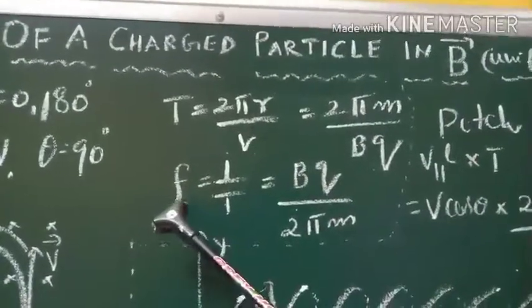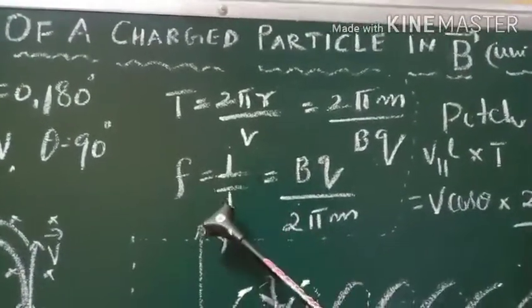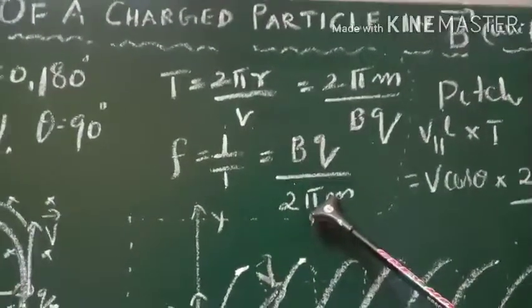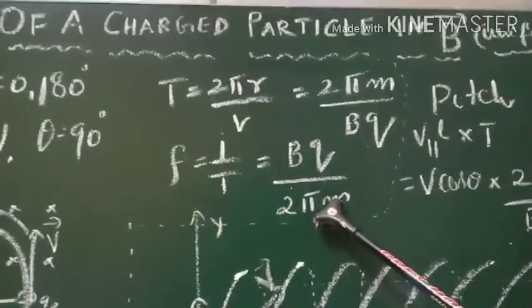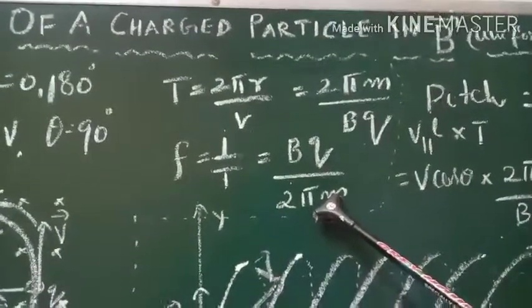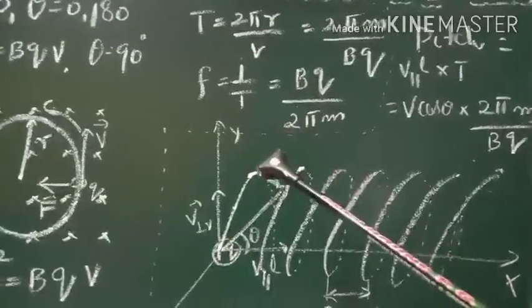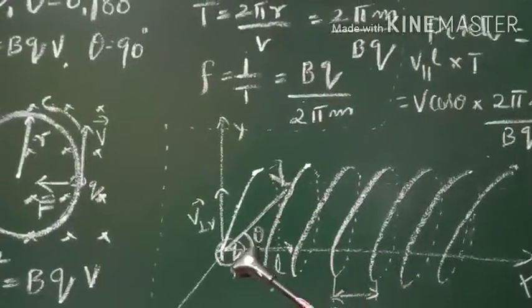And the frequency also, frequency is 1 by time period. We got the expression BQ divided by 2 pi m. This was the second case when the particle entered perpendicular to the magnetic field. Now come to the third case. Suppose the particle is entering at any angle to the magnetic field.